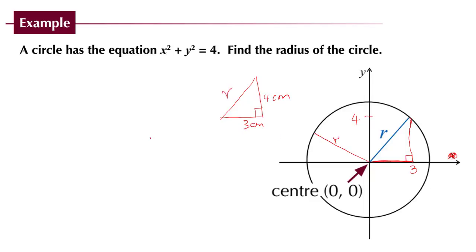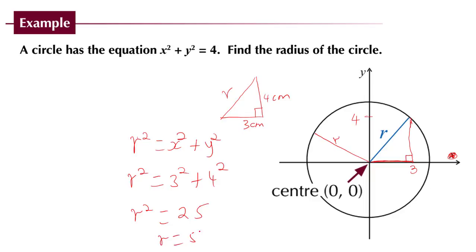Now, to find what r is, I'm going to say that r squared equals x squared, which is the length going horizontal, plus y squared, the height of this triangle. So r squared is equal to 3 squared plus 4 squared, where x is 3 centimeters and y is 4 centimeters. It's going to be 9 plus 16, which is 25. If I square root, r is going to be equal to 5 centimeters. So the radius here is 5 centimeters.